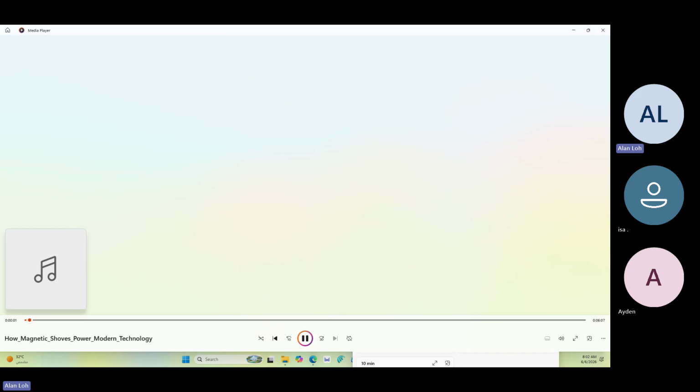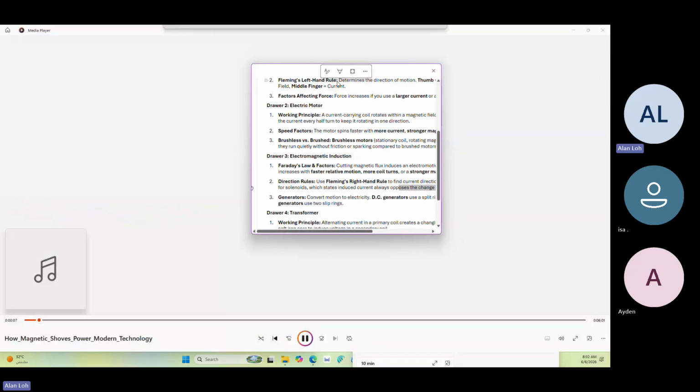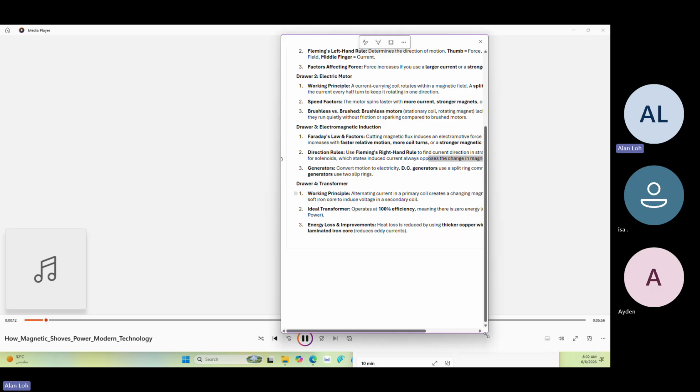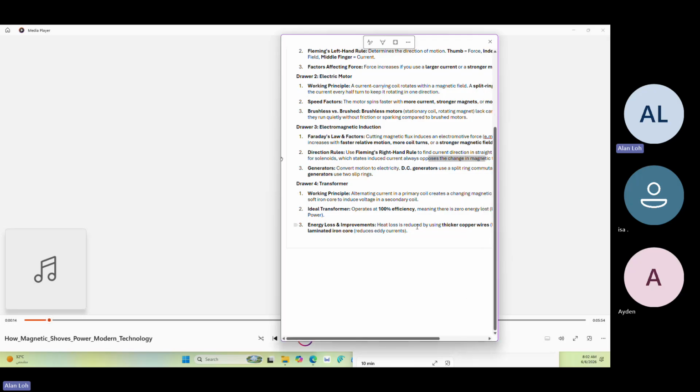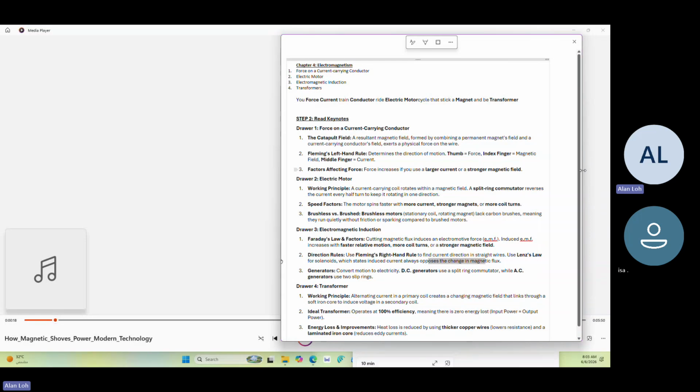Picture a 300-foot drop tower ride at a theme park. You're plunging toward the earth, and the only thing stopping you from hitting the ground isn't a mechanical brake, but like a ghost. Right, an invisible magnetic wall. Exactly. Welcome to this deep dive into the hidden physics of our modern world.